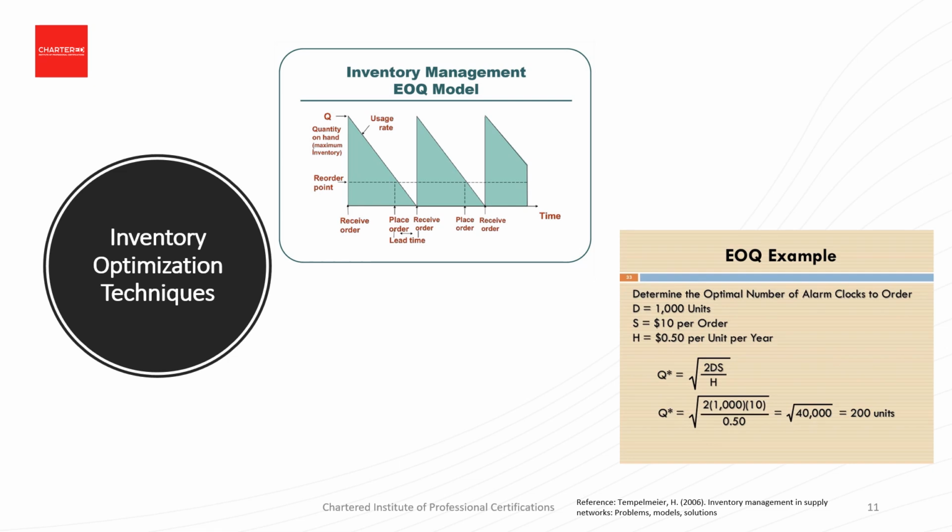Inventory management software can also play a crucial role in inventory optimization. These tools can automate many aspects of inventory management, providing real-time visibility into inventory levels, tracking inventory in multiple locations, and generating alerts when it's time to reorder stock or when stock levels are low.